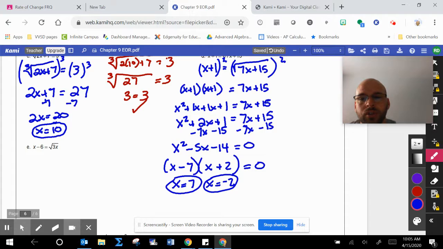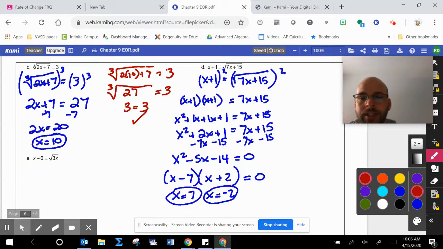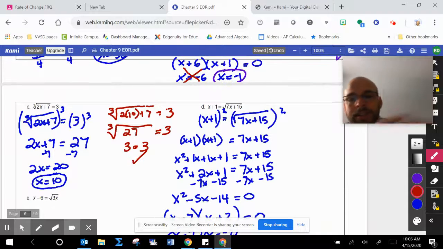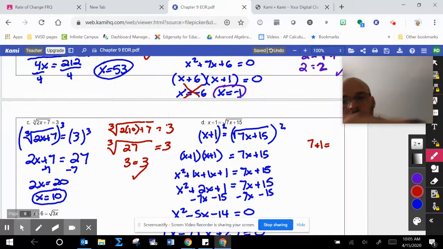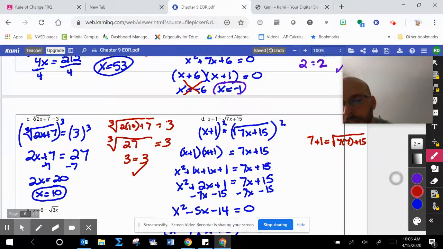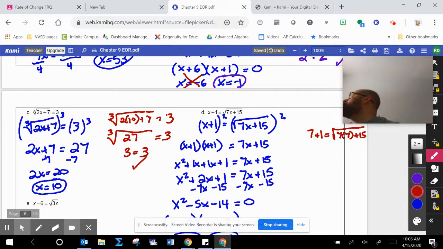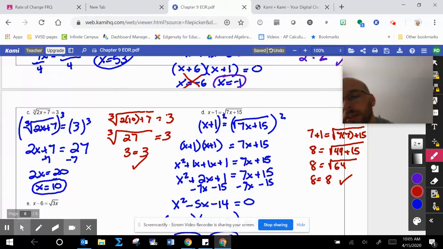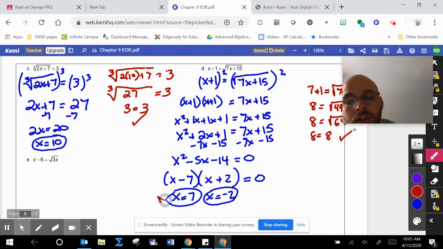All right. So I have these two solutions, so we have to check them still. So if I were to take, and I'm going to do this kind of off to the side, and plug 7 in, 7 plus 1 equals the square root of 7 times 7 plus 15. So let's see what we get here. 7 plus 1 is 8. 7 times 7 is 49 plus 15. So I get 8 equals the square root of 64. And we all know the square root of 64 is just 8. That works. So that is a good solution.